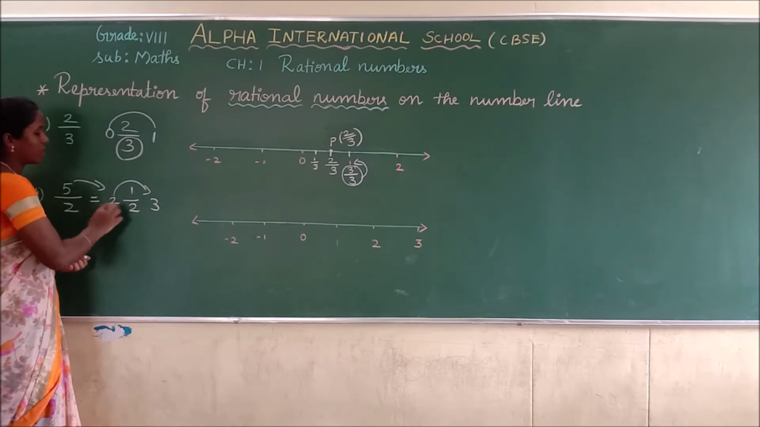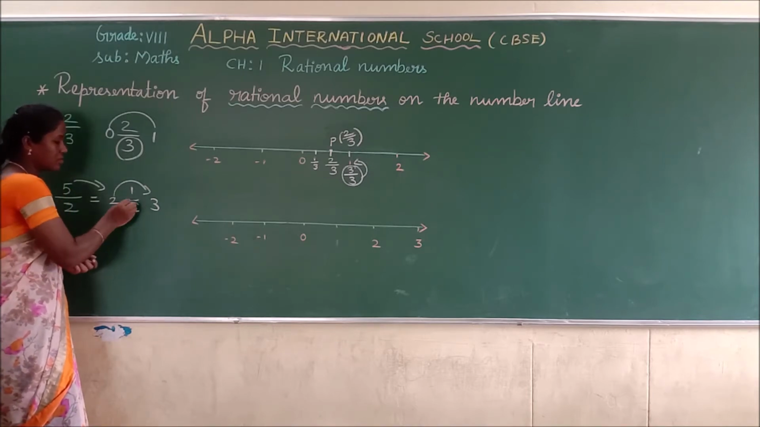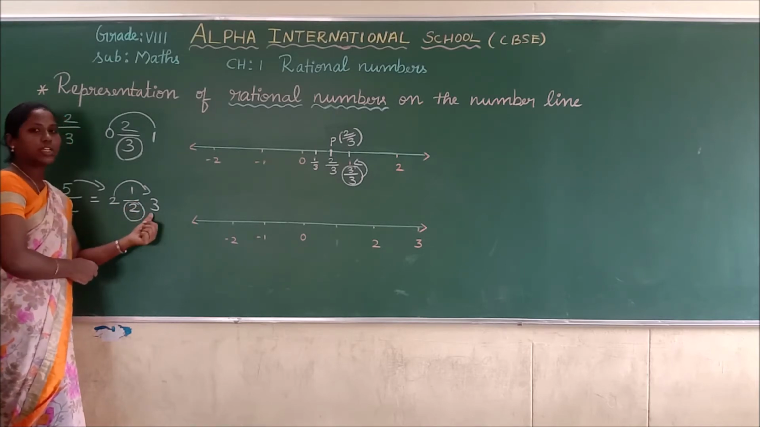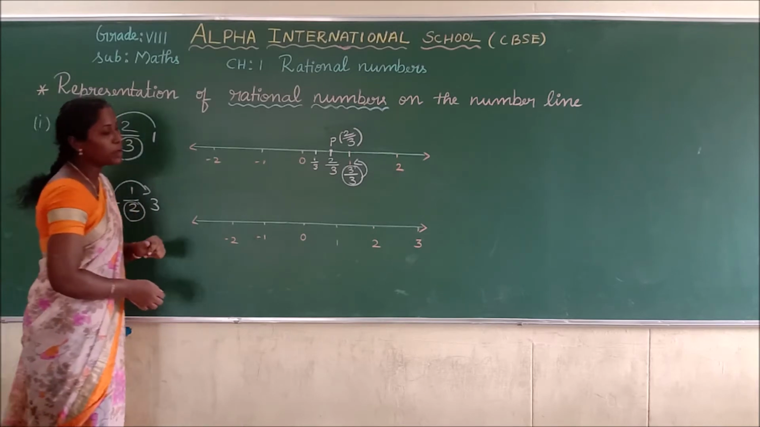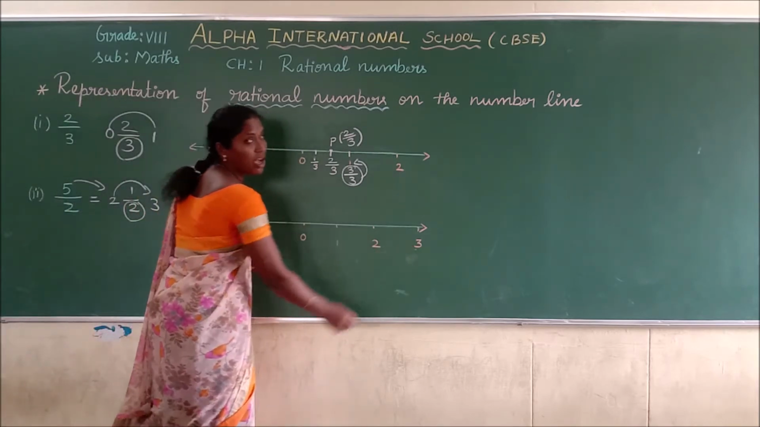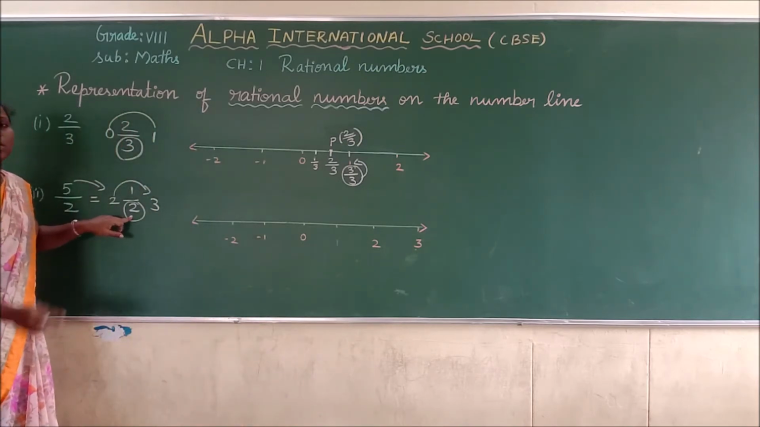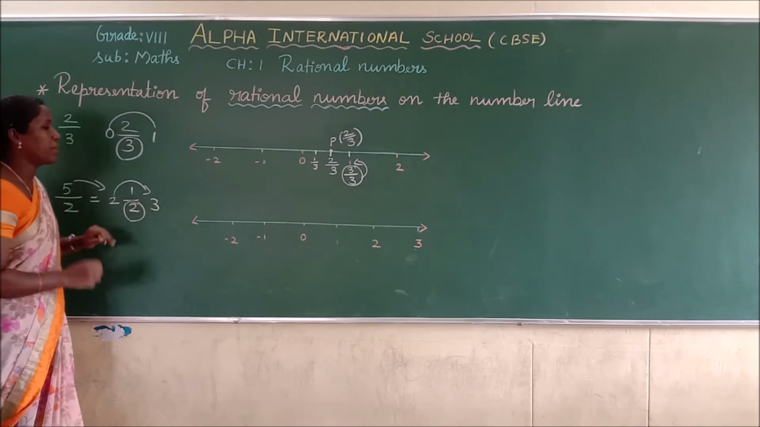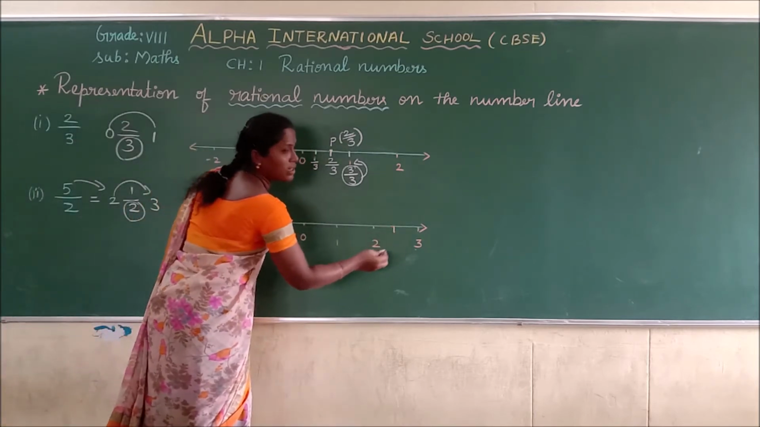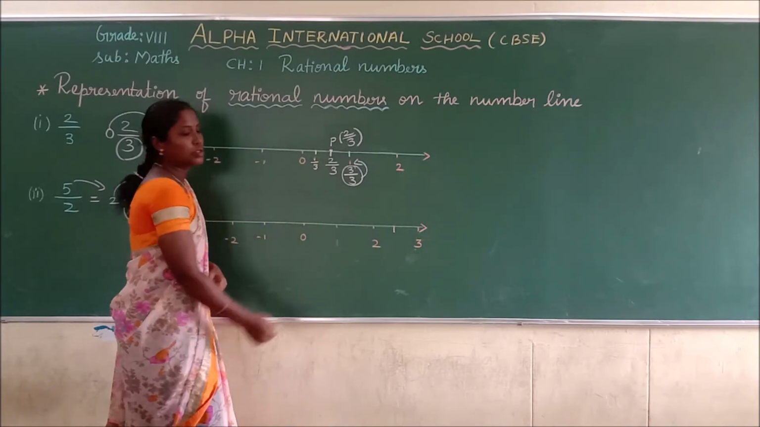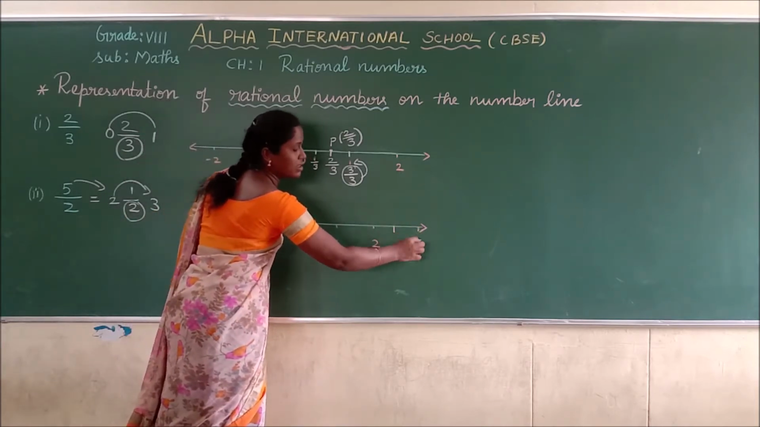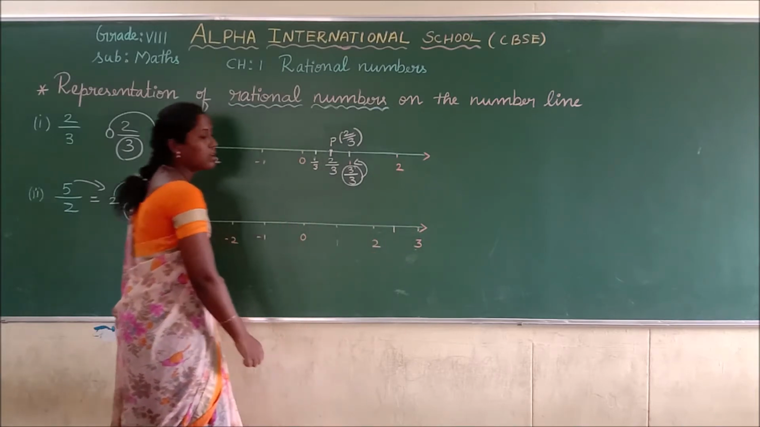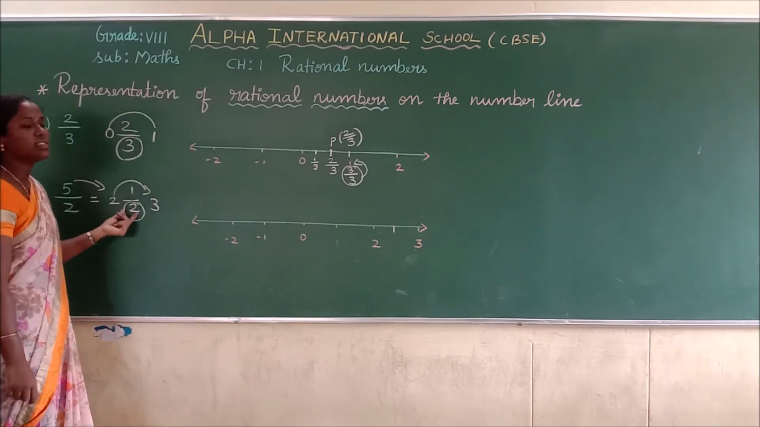Now listen. What is the denominator here? 2. So the range between 2 and 3 should be divided into 2 equal parts. Here are 2 and 3. How many parts do you have to divide into? What is the denominator here? 2. So you have to divide 2 and 3 into 2 equal parts. This is part 1 and this is part 2, and 3 is already there. So we have divided into 2 equal parts. Now write the fraction. Here it is 1 by 2.